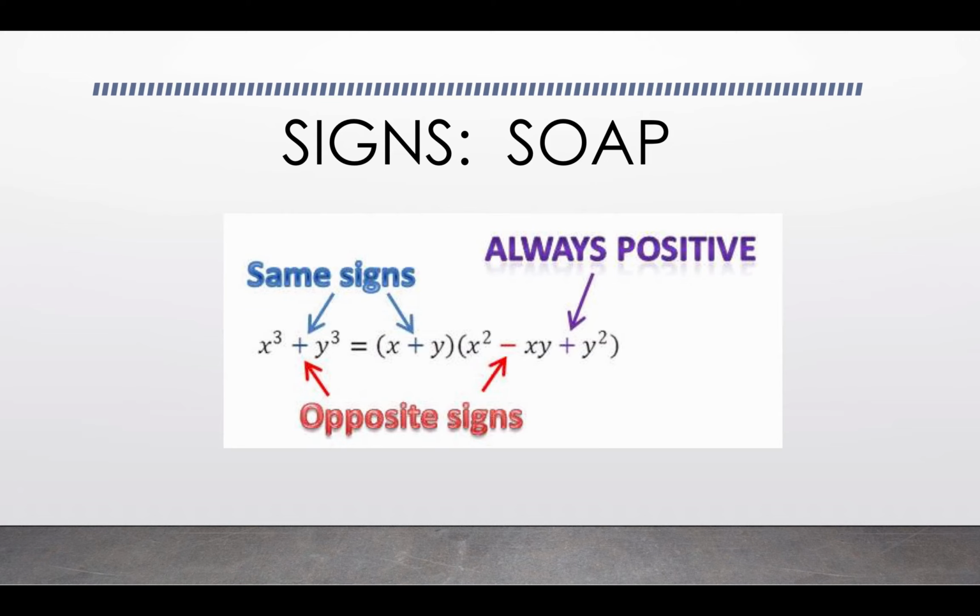So if your problem is a difference of cubes, then it will be starting with the minus sign. The second sign is the opposite. So in our example here, it was a plus, so now it's a minus. And then your last sign will always be positive. So same, opposite, always positive.